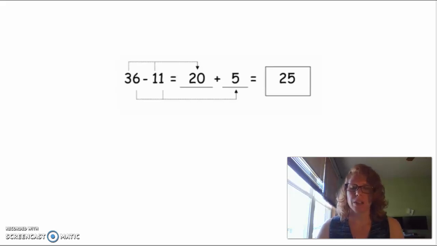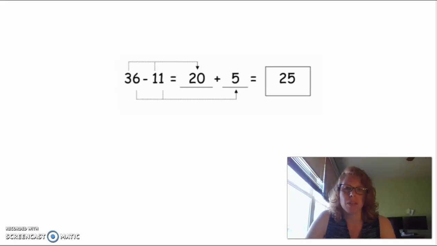I have got a subtraction problem in front of us, and I want us just to take a moment to observe it. What do you notice about it? What do you see? There's some different things going on in this subtraction problem, isn't there? One of the first things I notice is that we have 36 take away 11, and that it's written left to right instead of from top to bottom. The 11 is next to 36 instead of underneath it.